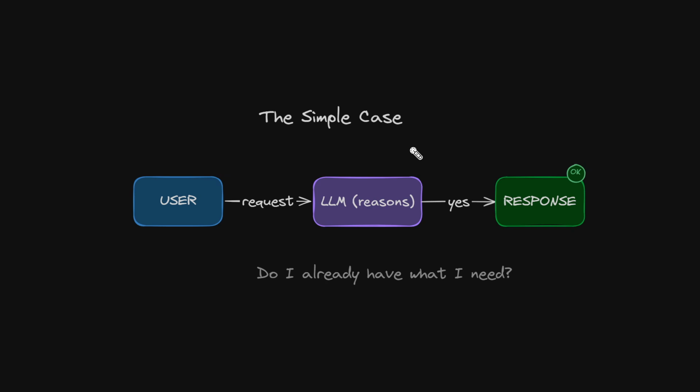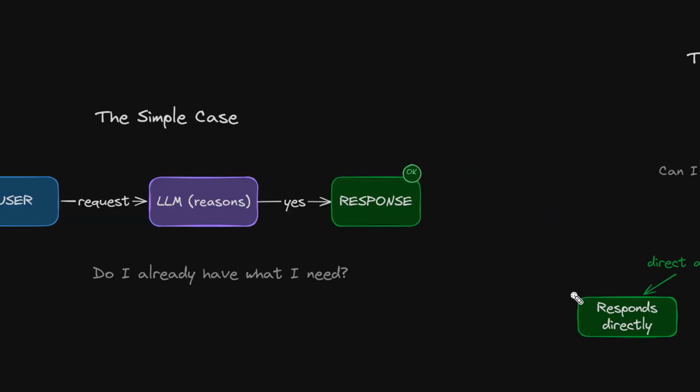So you send a request, maybe a question, some instructions, context you want it to use. All of that goes into the LLM, the large language model, the brain of the agent. The model reasons. It reads everything you gave it and asks, do I already have what I need to answer this? Sometimes the answer is yes. If it does, it responds, clean and simple. The loop never even starts.